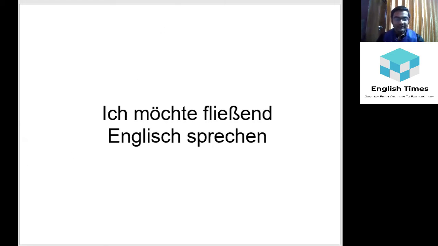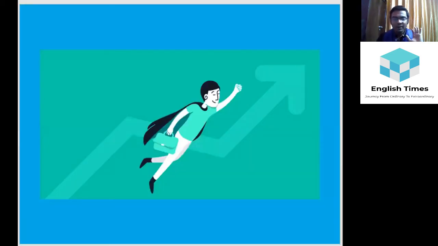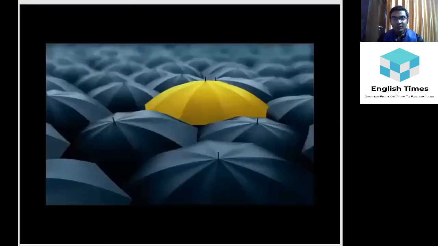So professional success is something which definitely you are entitled to get if you learn English. There is no doubt in it. But there is one more thing which you get when you speak in English. As you could see, there are so many umbrellas in front of you, but only yellow is shining. Why? Because when you speak in English, when you communicate in English, you get attention.